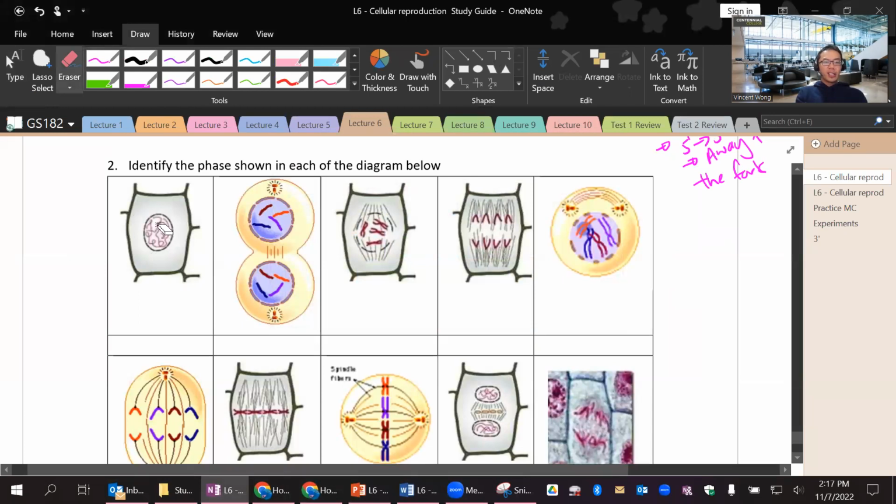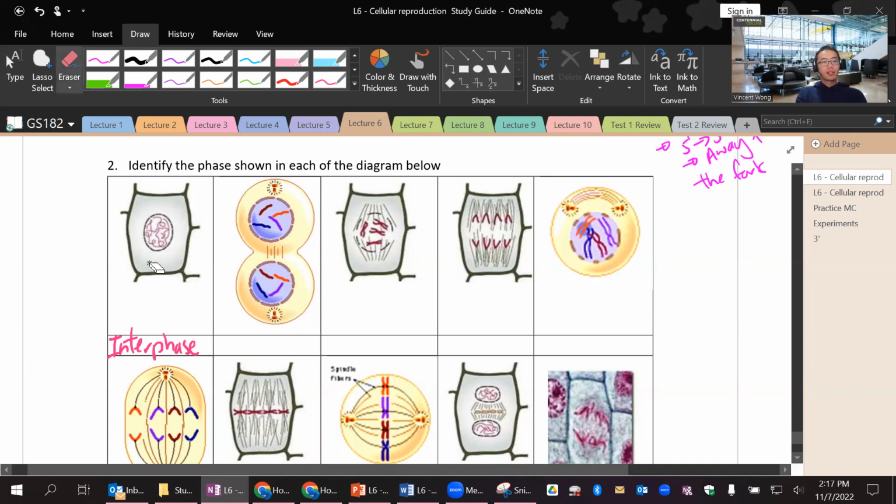All right, so over here, it's a plant cell. It's rectangular with the cell wall and stuff like that. We see the nucleus still there. The chromosomes are not quite formed yet. They're still in the form of chromatin. So this would be interphase.